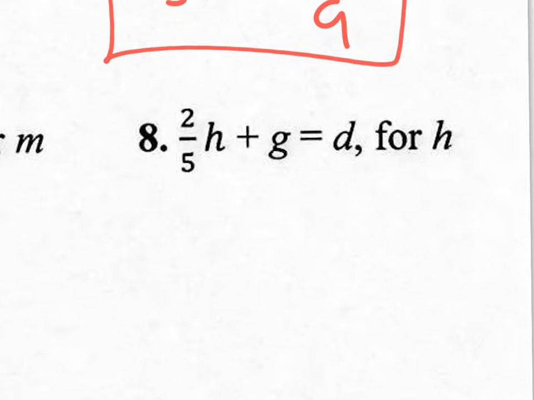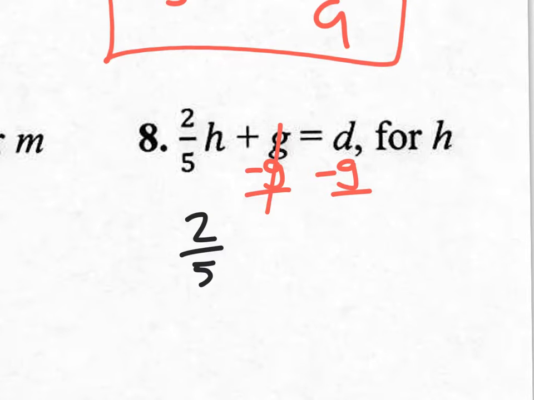I want to solve for h. Okay, so what do I do first? Subtract g. Boom. Subtract g, which you do to one side, do to the other. D, take away g. You can't do it, just rewrite it. So let's rewrite it. You have 2/5 h equals d minus g. And then what?